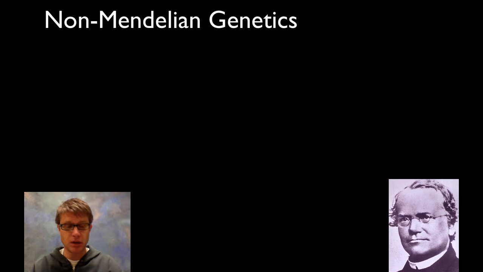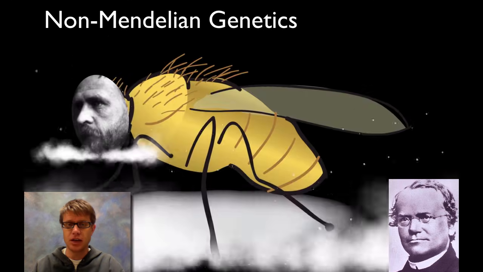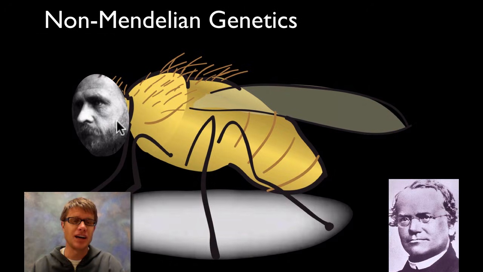Next one, as we get into Mendelian genetics, we start to realize as scientists were doing work that some of the things that Mendel had discovered didn't seem to be holding true. It was almost as if he lied to us. And so we call these non-Mendelian genetics. Whoa, that's scary. So the guy I want you to remember here is Thomas Hunt Morgan, and he worked with fruit flies, and he figured out some pretty amazing things.